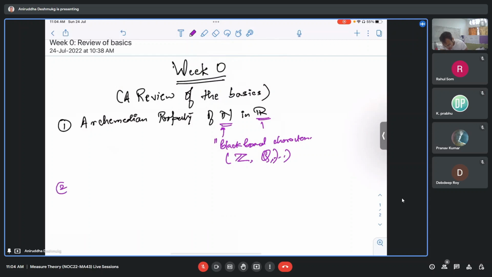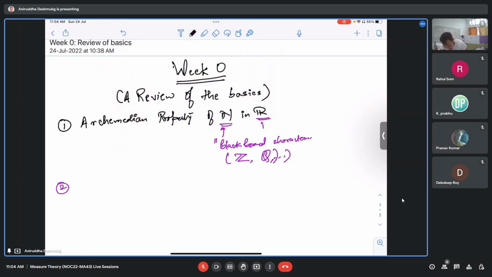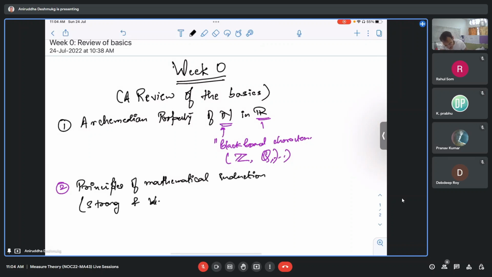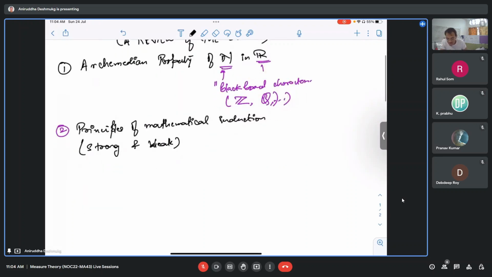The second thing which we want to look at is the principles of mathematical induction. There are two equivalent statements. One is called the strong induction principle, and the other is called the weak induction principle. We'll look at the statements and will not give the proof of equivalence. The proofs can be easily found in any real analysis book.